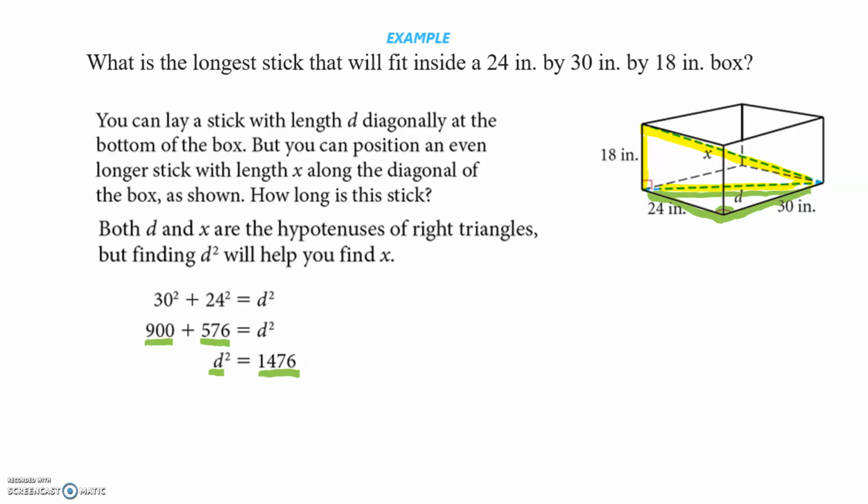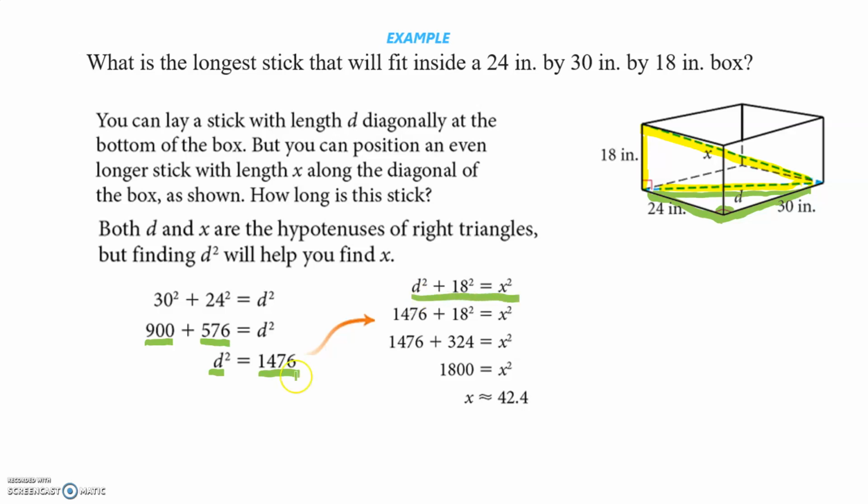And in the yellow triangle, you're going to use D squared. 18 squared plus D squared is equal to X squared. So they say, okay, let's just leave that as D squared. All right, so there we have D squared plus 18 squared is equal to X squared. And the D squared is 1,476 plus 18 squared is equal to X squared.